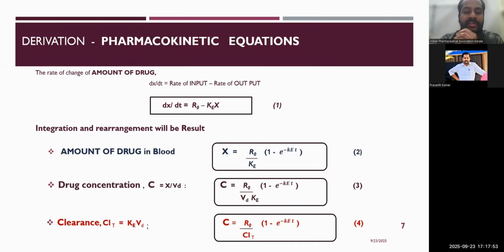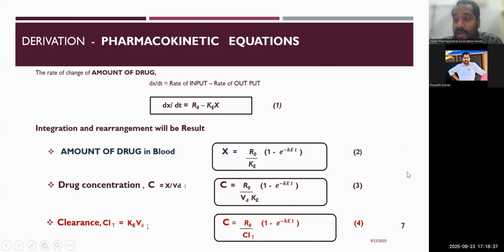Now, after integration and rearrangement in terms of amount of drug in blood, that is X, we have this equation: X = R0/KE into (1 - e^(-KET)). What does this stand for? It is a mono-exponent term with the elimination rate constant. This is the elimination exponent. Converting into drug concentration term, we already have C = X/VD, that is amount of drug divided by VD. So here we have C = R0/(KE VD) into (1 - e^(-KET)).